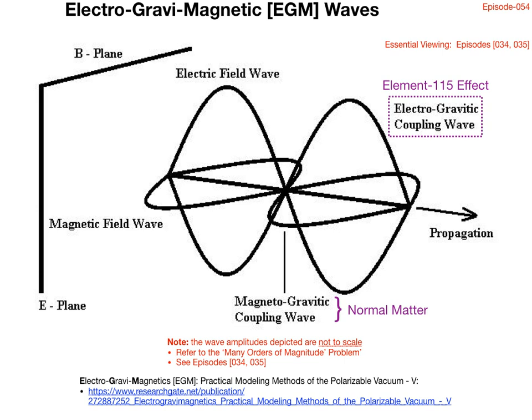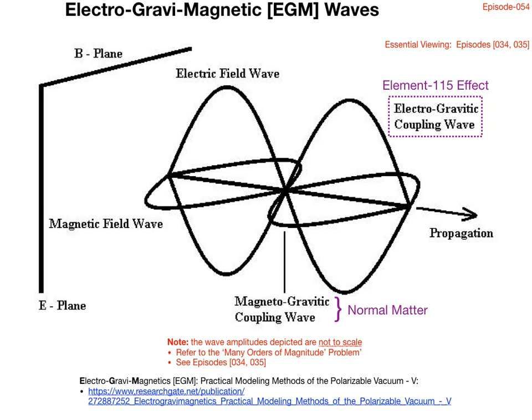Assuming that you do utilise our solution as is, here we see the depiction of a classical transverse electromagnetic plane wave. You can see that the electric field wave propagates perpendicular to the magnetic field wave. You can also see the magneto-gravitic coupling wave. This denotes a theoretical area of research applicable to normal matter only, actively investigated by scientists interested in the concept of relating electromagnetism to gravity.